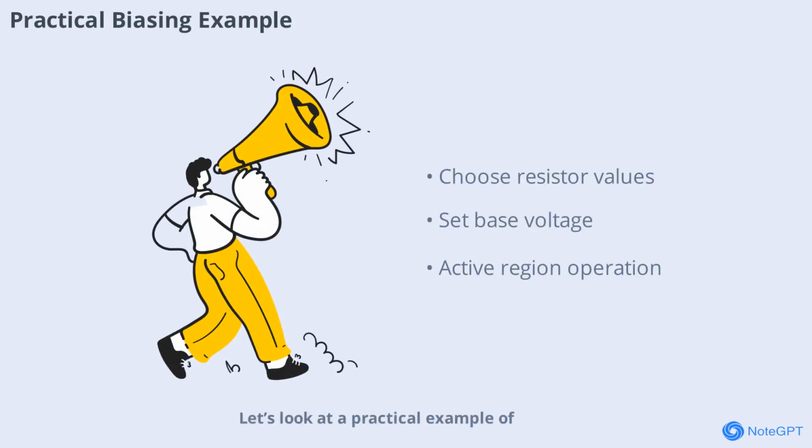Let's look at a practical example of biasing a BJT using the voltage divider method. By choosing appropriate resistor values, you can set the base voltage and ensure the transistor operates in the active region. This approach is widely used in amplifier design for its reliability and ease of implementation.